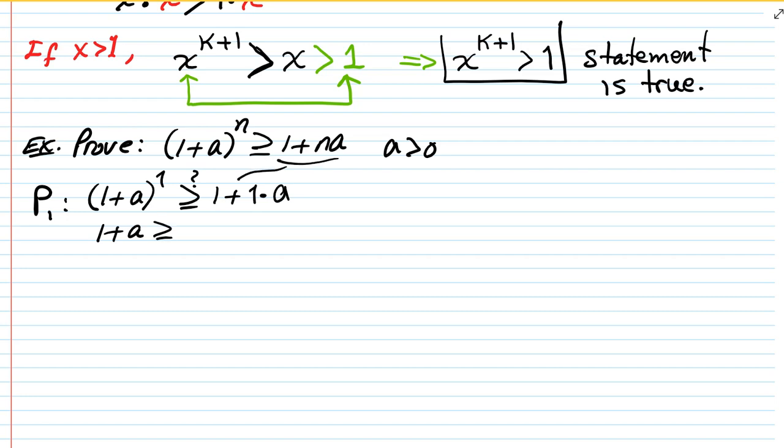1 times a is a, 1 plus a, and that is true, right? It's not greater than what it's equal to, so I check that. Let's look at P2. What does P2 look like? That's when n is 2.